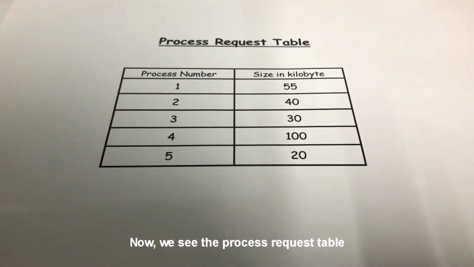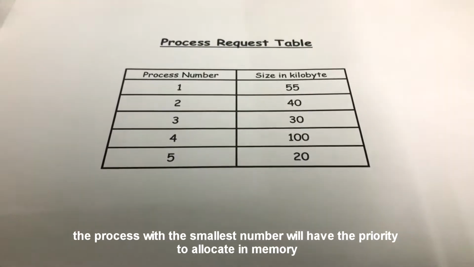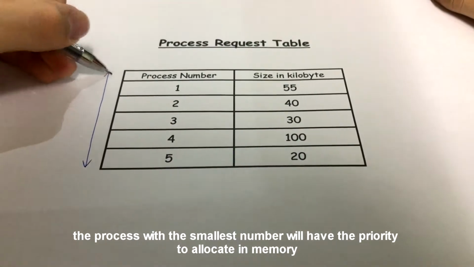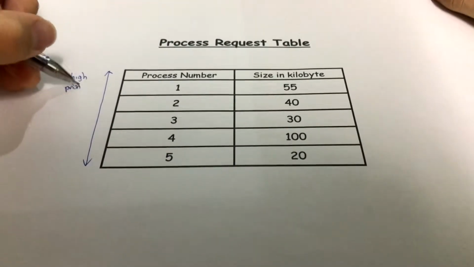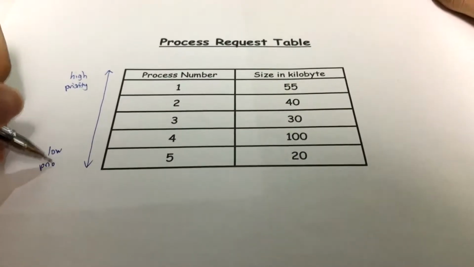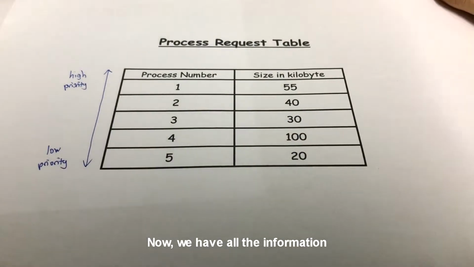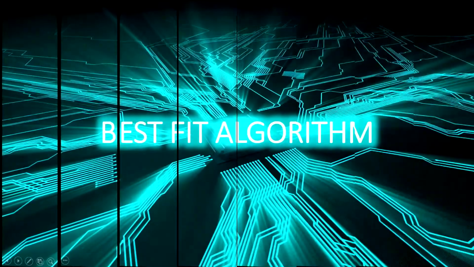Now we see the process request table. The process with the smallest number will have the priority to allocate in memory. Now we have all the information. We can start to do the best fit algorithm.